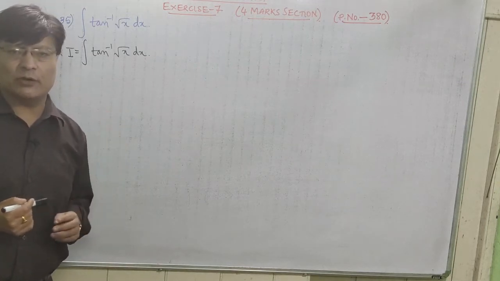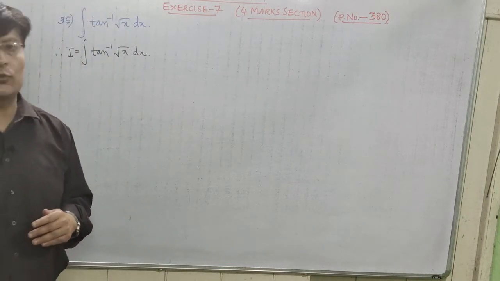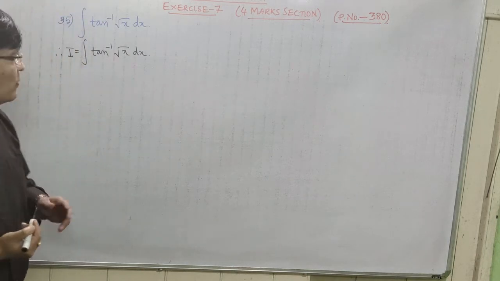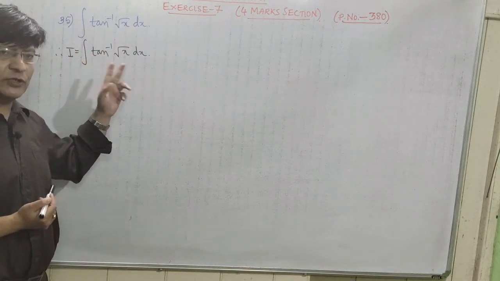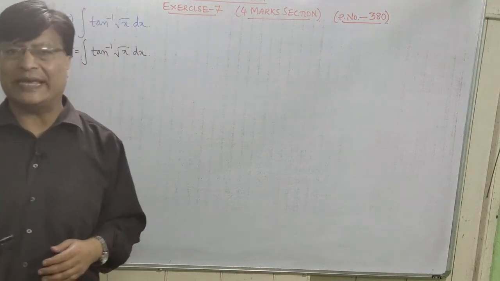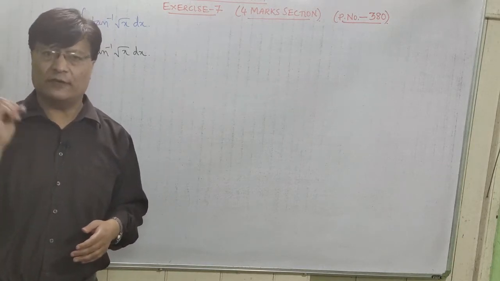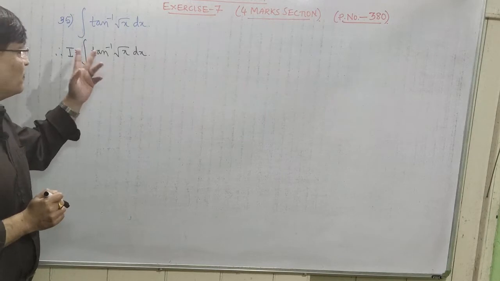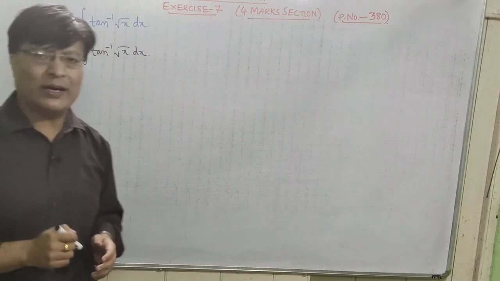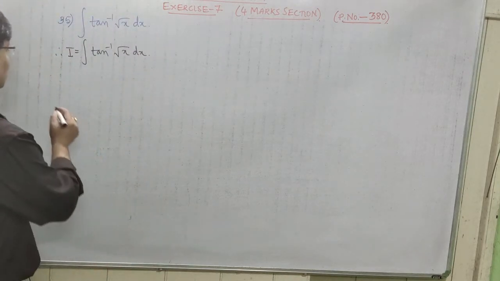Actually there are two functions here. One is tan inverse root over x, that is inverse circular function, and the other one is one, that is x to the power 0, that is your algebraic function. So there are two functions here. One is inverse circular function and the other one is algebraic function. One is I and the other one is A. So which letter comes first in the word ILATE? I comes first, that is inverse circular function is the first function out here. That is tan inverse root over x is the first function and 1 is the second function. So let us use integration by parts.